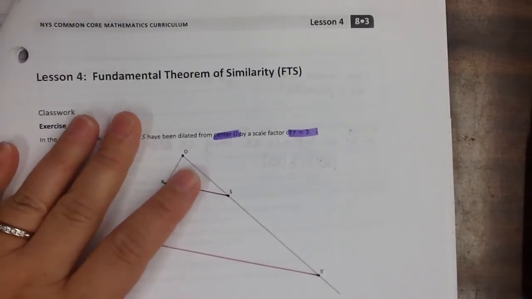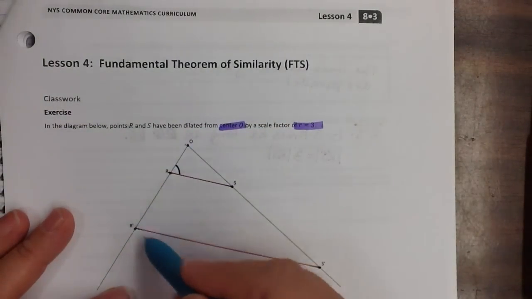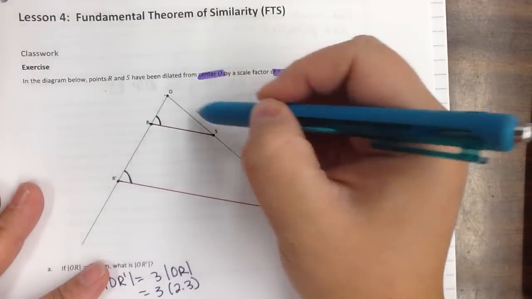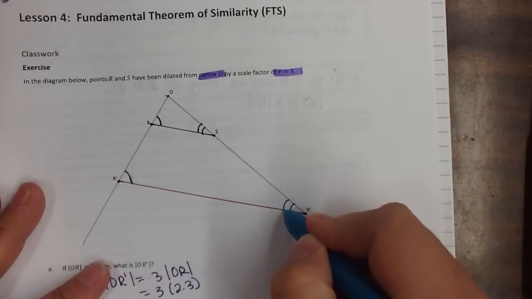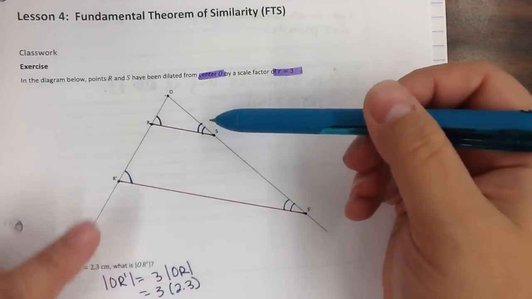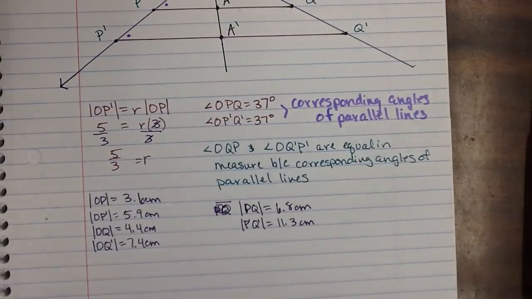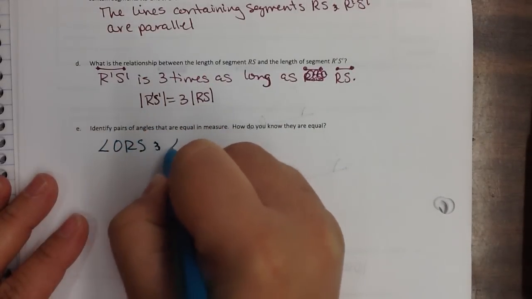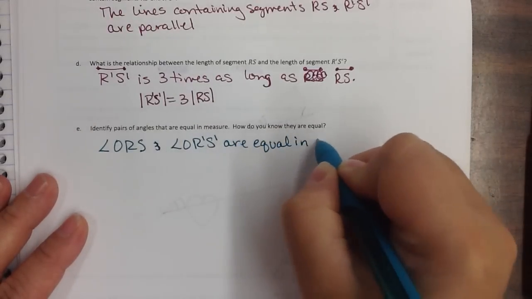If we look at our diagram, we know that angle ORS, this angle, and angle OR prime S prime are the same angle measure. And then going the other way, angle OSR, this angle right here, and angle OS prime R prime, this angle right here, are equal in measure. If you look at them, they are corresponding angles of parallel lines. So this is what I'm going to write over here: angle ORS and angle OR prime S prime are equal in measure.